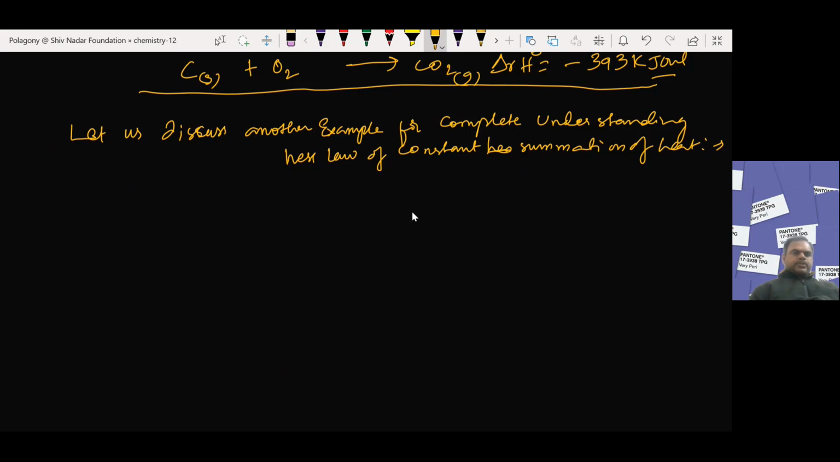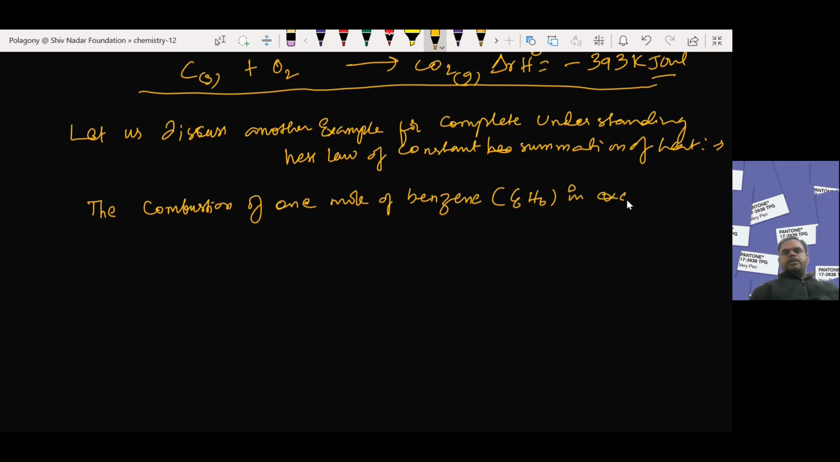The example I would like to discuss is the combustion of 1 mole of benzene, the formula is C6H6, in excess of oxygen gas at 298 Kelvin and at 1 bar pressure.